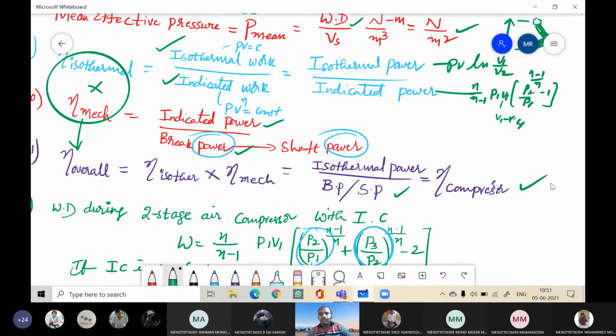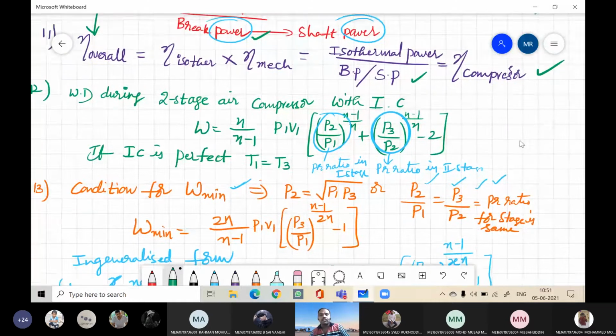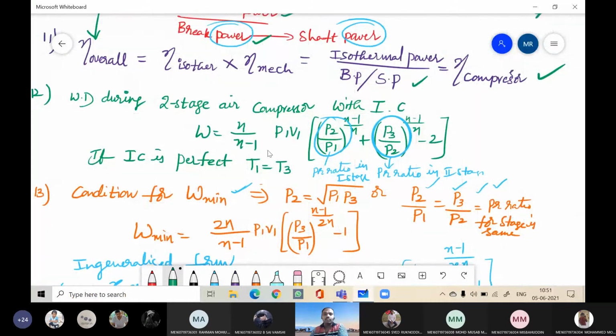Okay, and this is about the single stage. If it is two stage, how to calculate the work done? First we will see with intercooling. What is the meaning of intercooler? Intercooler is a device used between the stages. If two stages are there, we will use one intercooler. If three stages are there, we require two intercoolers. If intercooling is perfect, then the temperature of air leaving the intercooler is equal to inlet temperature. Then we can call it 100% intercooling.